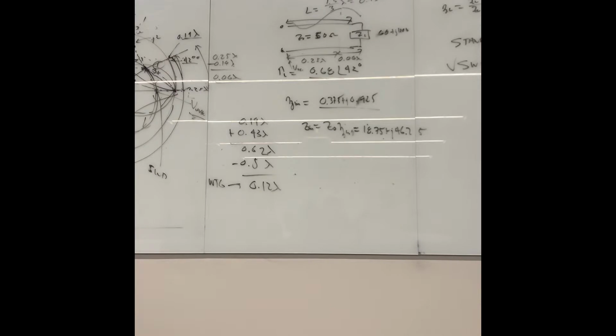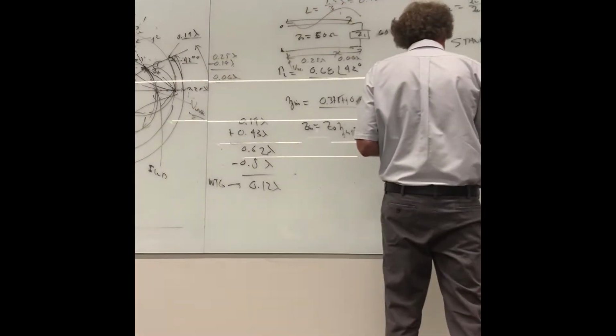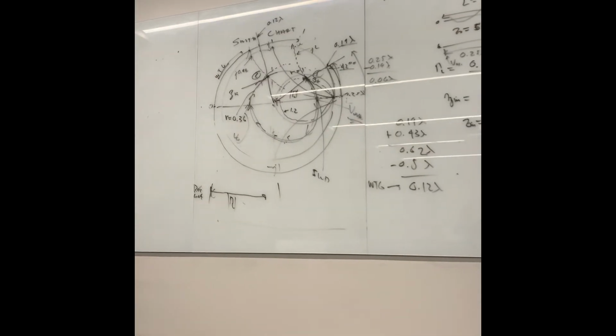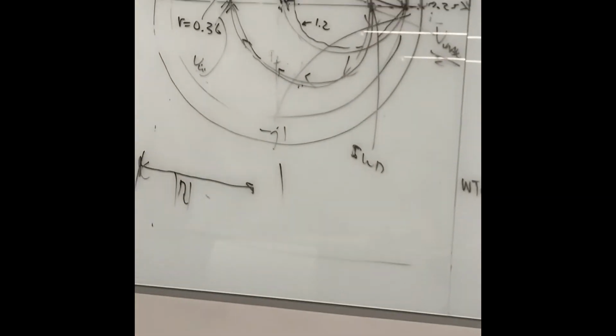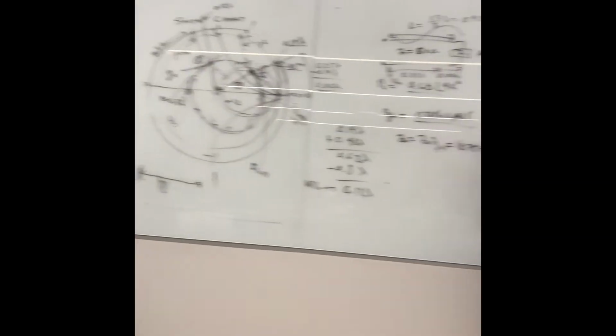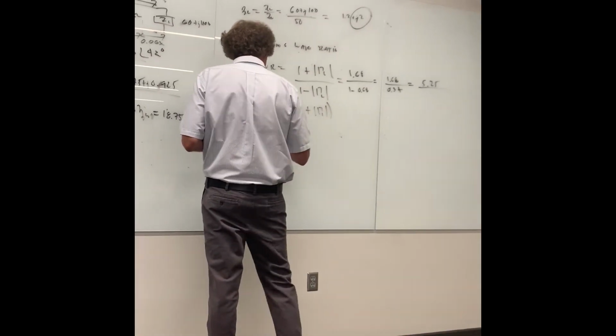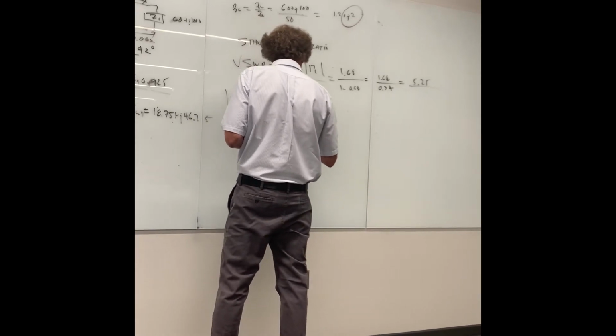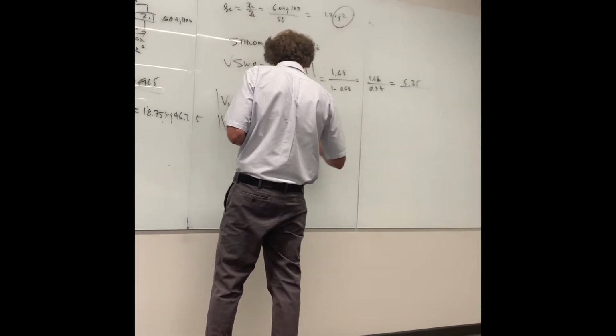Are you with me? The minimum value of voltage is just going to be 1 minus the magnitude of the reflection coefficient times V naught. The maximum voltage will be 1 plus the magnitude of the reflection coefficient. So I want you to know something. Vmax, the magnitude, is going to be V naught plus times 1 plus the magnitude of the reflection coefficient. And Vmin, the magnitude, is going to be V naught plus times 1 minus the magnitude of the reflection coefficient.